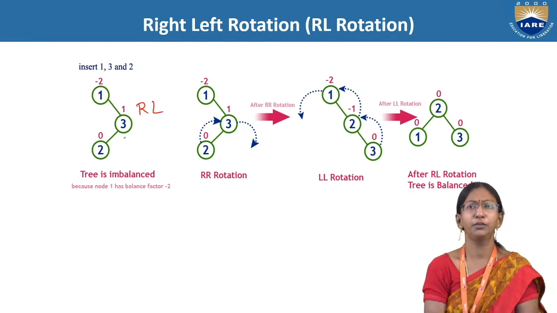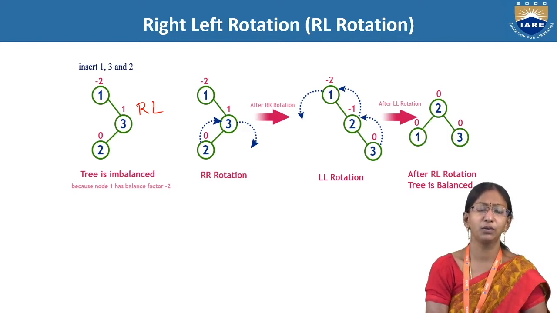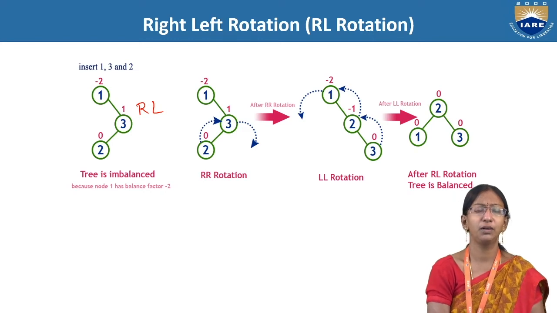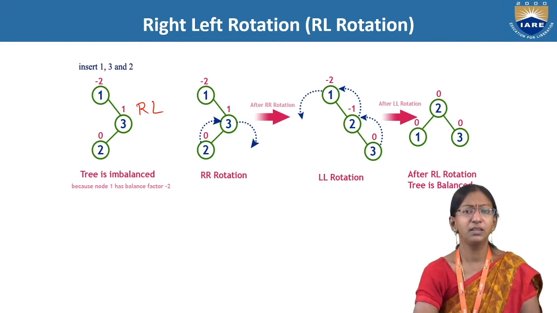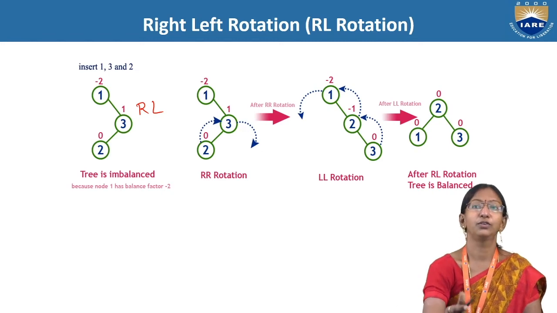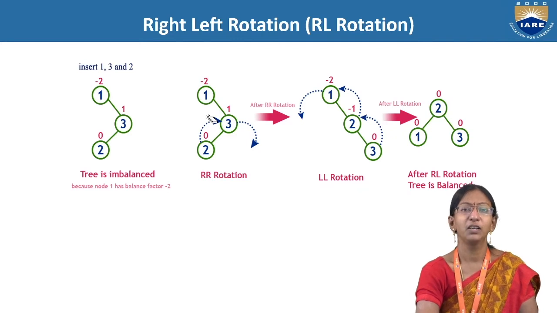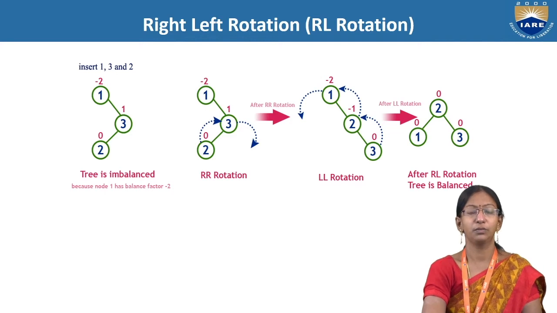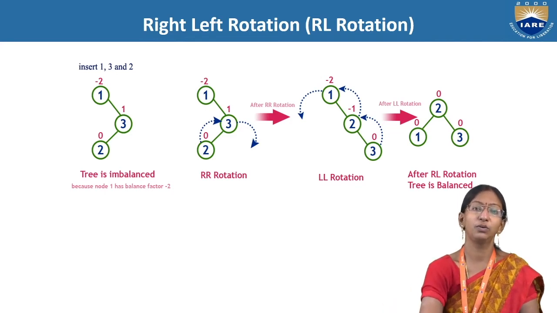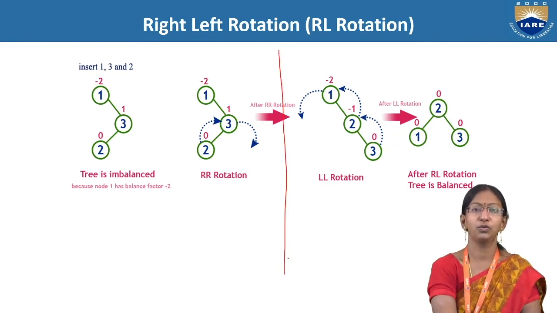Think from the point of view of 1. 1 is thinking that my AVL property is violated because of 2. Where is 2? In the right subtree of mine, it is sitting as a left child. If you think in that way, it will be quite easy for you. So now we have to perform right-left rotation because in the right subtree, the new node settled as a left child.